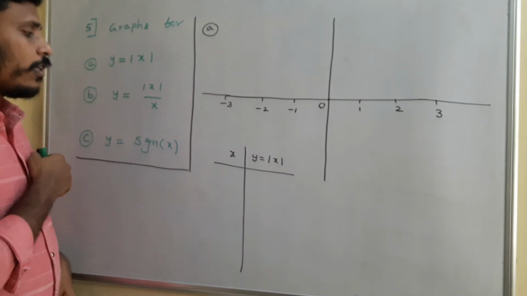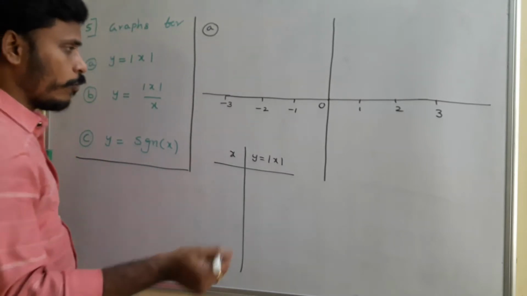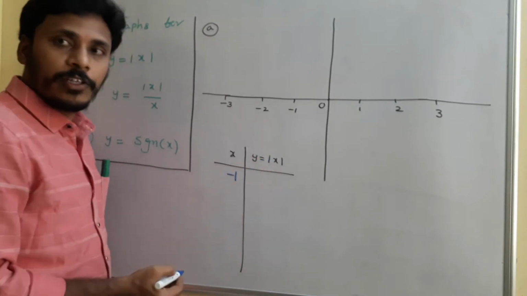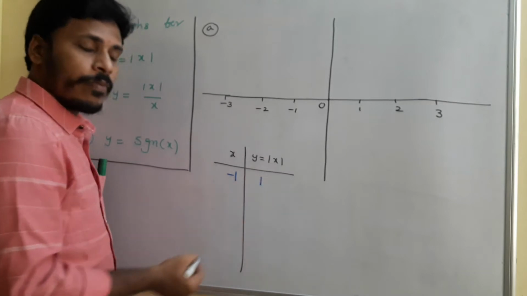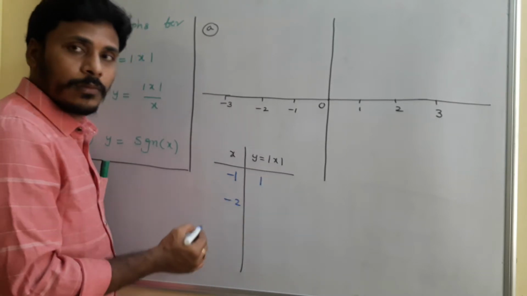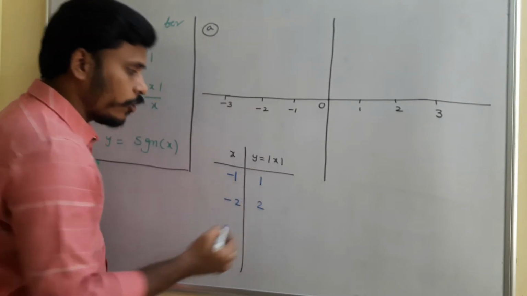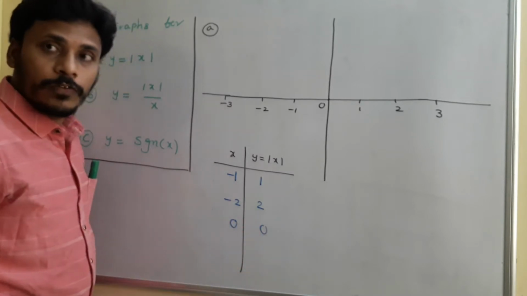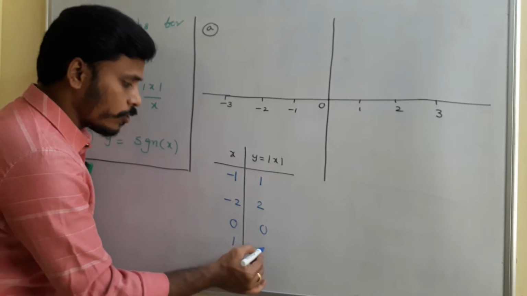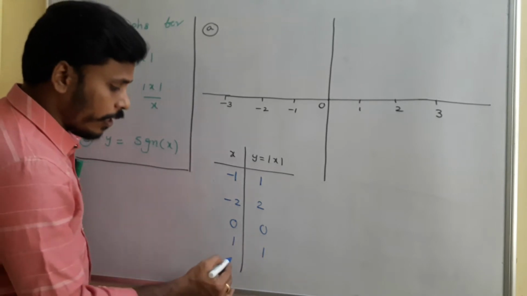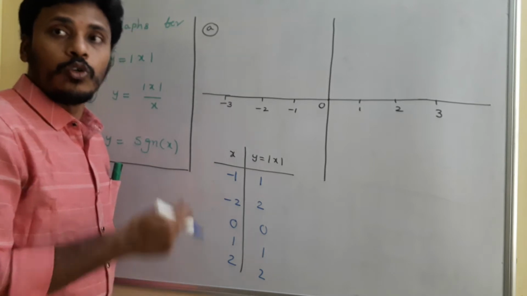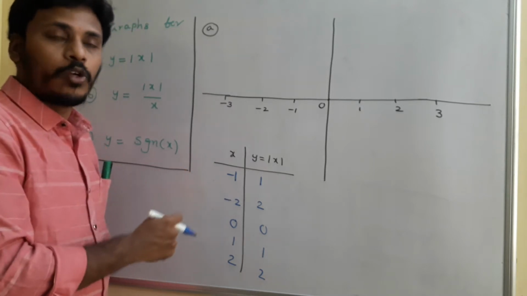Suppose x equals minus 1, then what can we say about modulus of minus 1? We know it as 1, right? And if x equals minus 2, modulus of minus 2 is again 2, right? If x equals 0, modulus of 0 is 0. If x equals 1, modulus of 1 is 1. If x equals 2, modulus of 2 is 2. Like that, we need to locate the points corresponding to x and y.